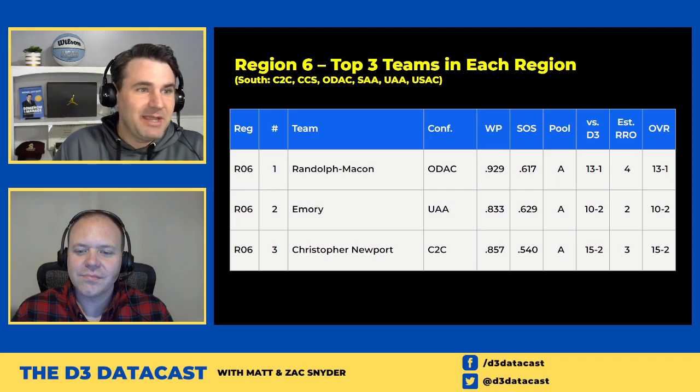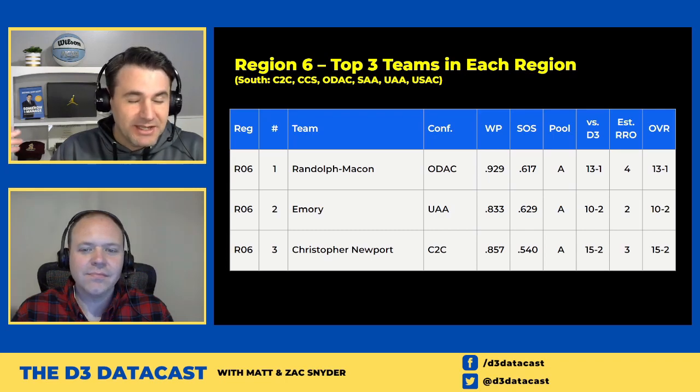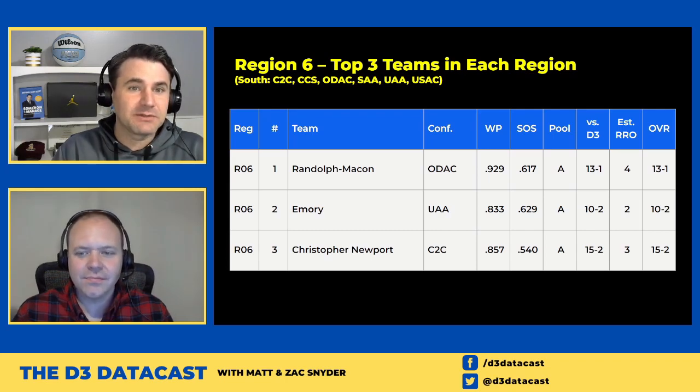Put last year on repeat maybe, and right here for the Randolph-Macon Yellow Jackets. But strong numbers across the board: 929 winning percentage, 617 strength of schedule. I think there's 4 regionally ranked wins already for Randolph-Macon. That's 2 wins against Hampton-Sydney. That's a win against Guilford. And that's a win against Stockton. We already saw Stockton on top of their region, so that's a strong win.